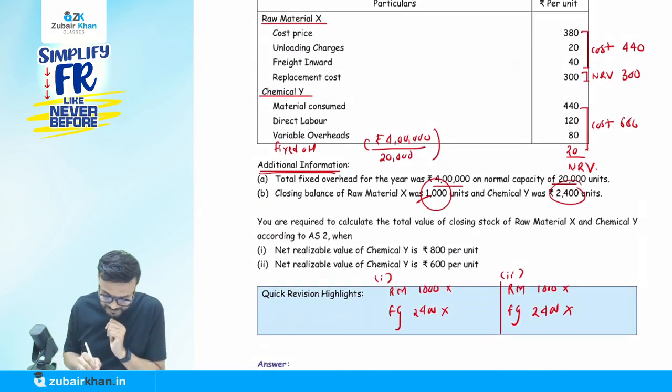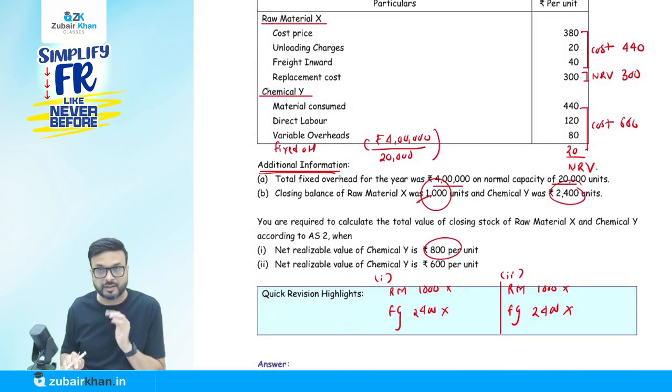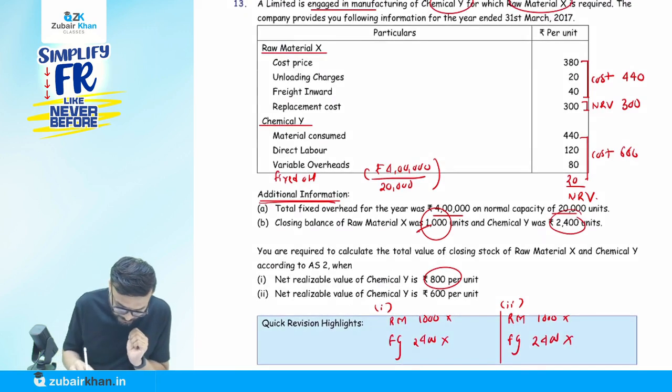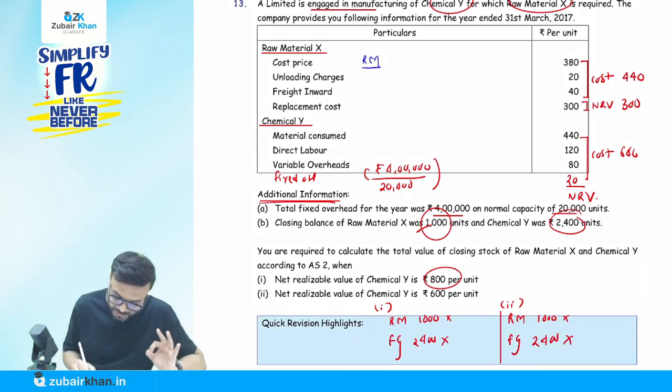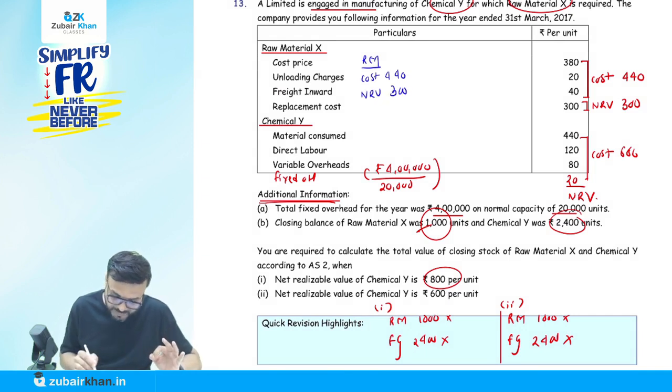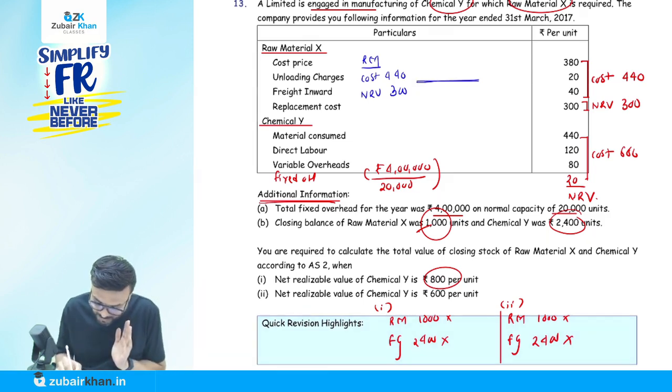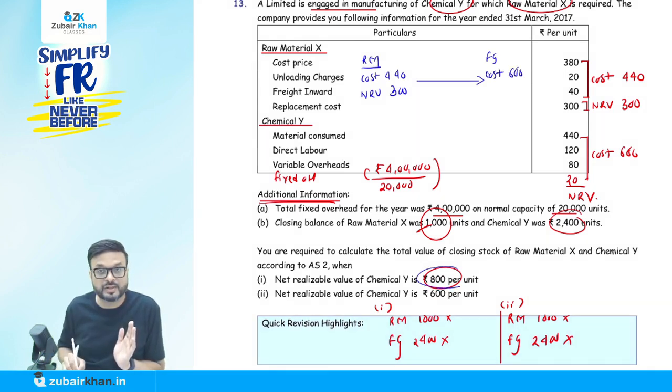In the first case they say NRV of the chemical Y is 800. Very simple. Listen carefully. Now, if I say here is the raw material, listen carefully. What is the cost of the raw material? 440. So I say the cost is 440. How much is the NRV? NRV here is 300. So don't just say take the lower. We have to see the finished goods position first. I go to finished goods. What is their cost? We have calculated 660. What is their NRV given in the first situation? 800. NRV is given as 800.